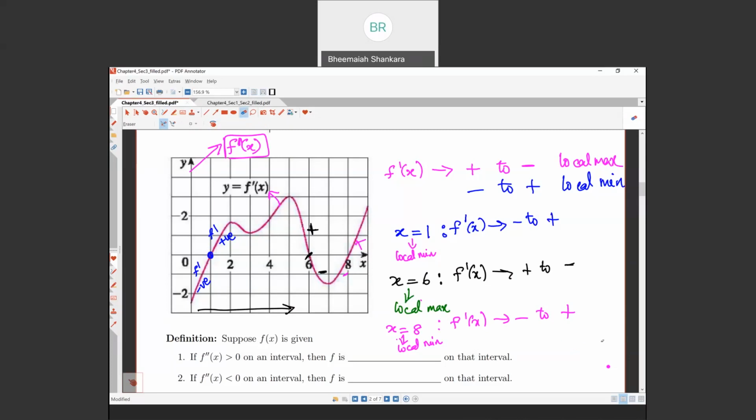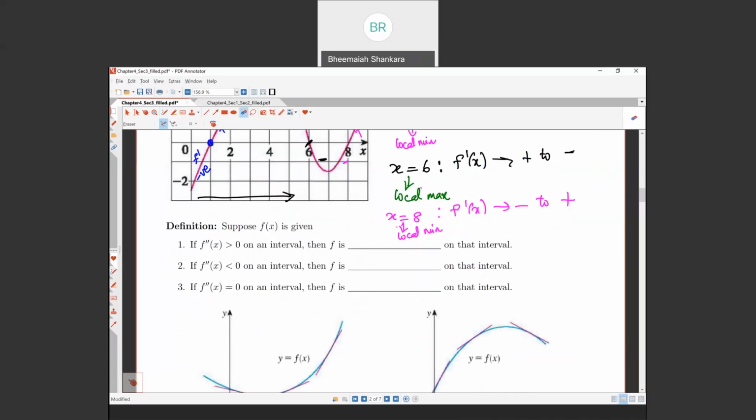Next is the definition of concave upward and concave downward. If f double prime is greater than 0 on an interval, then the function is said to be concave upward. So you're trying to relate the f double prime with the function definition. So what does f double prime say about f? That's the topic. If f double prime is less than 0, then the function will be concave downward.